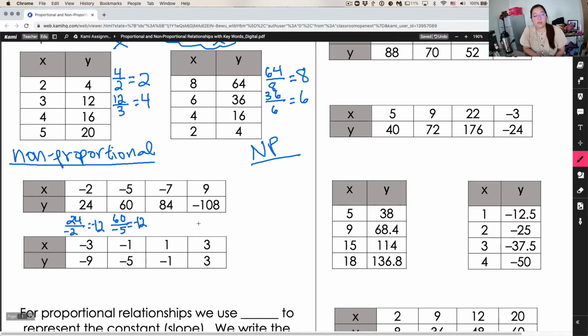So for proportional, we have to keep going. You want to keep going until you find one that doesn't match or until you've done all 4 points, right? So next one, 84 divided by negative 7, it's negative 12. Last one, y is negative 108, x is 9, so we have negative 108 divided by 9, shock and awe, negative 12. So all 4 of these m's, because remember that's what we've been calculating is m, all 4 of these m's are negative 12, so this one is finally proportional.